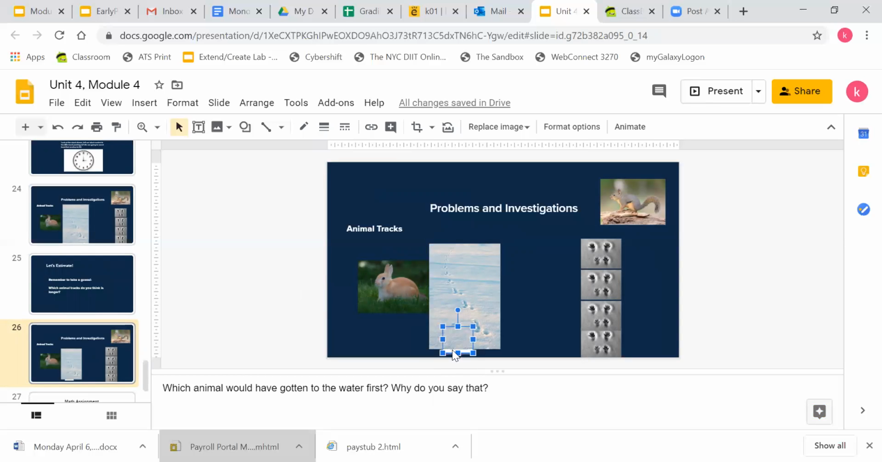Here we go. Where is my linking cube? Here's my Unifix cube. It's gone. Where did it go? It's missing. Here it is.